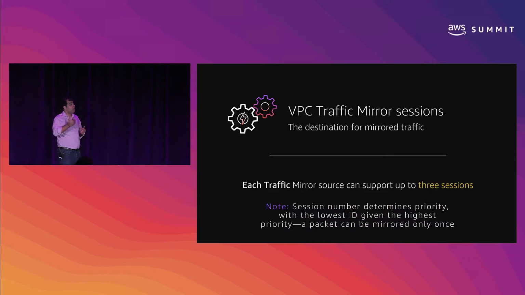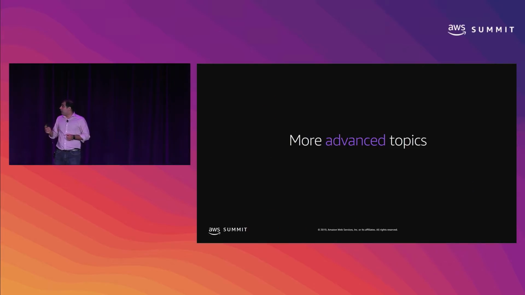For example, if you want to mirror HTTP traffic and send it to your HTTP analyzer, and then mirror the rest of the traffic and send it to another tool, you can create a lower session number, let's say session number 1, which will be higher priority, that only captures HTTP traffic and sends it to your HTTP analyzer. And then you can have another session where you capture all the traffic and send it to another tool. This is why you can have up to 3 sessions and create this logic of sending a subset of traffic to one tool and another subset to another tool. There are more advanced topics. I'll invite Miguel again to go over those topics.